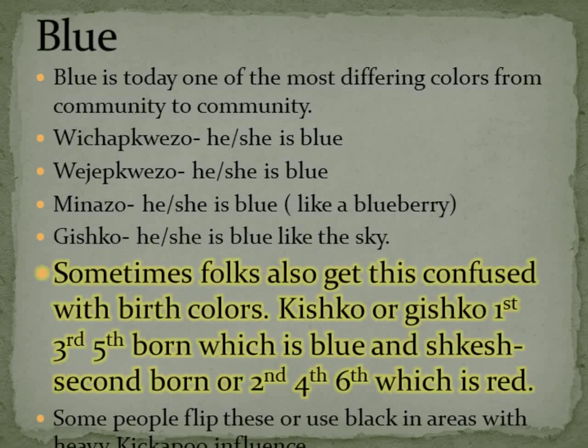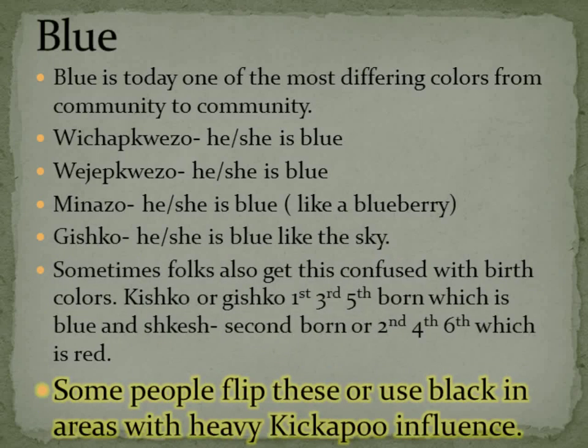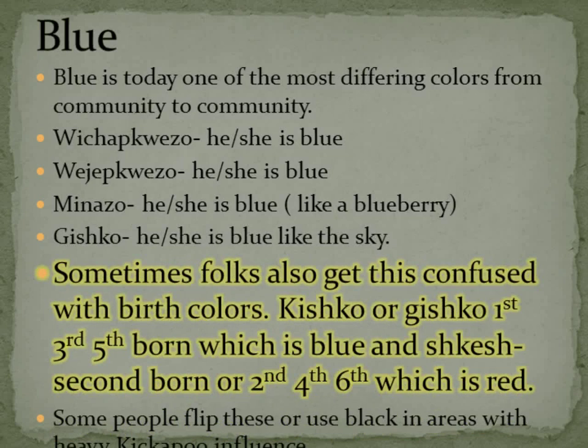Sometimes folks also get this confused with birth colors. Kishko or Gishko, first, third, and fifth born, which is blue, and Shkish, second born, fourth born, sixth born, which is red. Some people flip these and use black in areas with heavy Kickapoo influence. And some folks will choose to use the red first instead of the blue, just kind of a family thing. But most Potawatomis use blue for first, third, and fifth, and then red for second, fourth, and sixth.